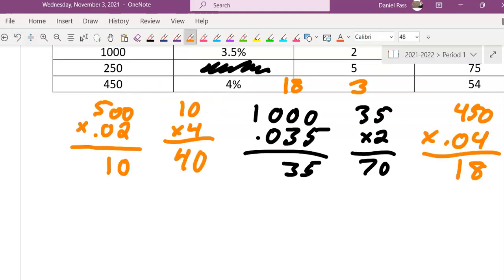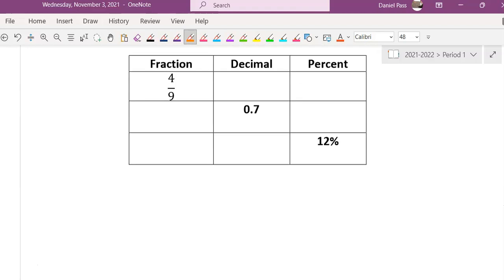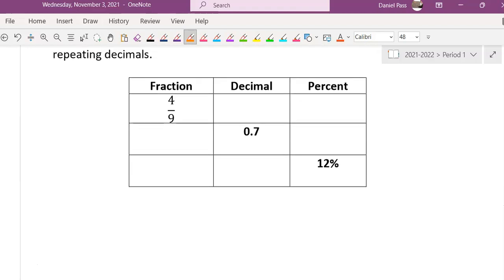I do 4 divided by 9. Very good. So we use division. Don't forget that, everyone. I know this quiz was a little while ago. So it's going to be 4 divided by 9, which would give us 0.4 repeated. And then the percent would be 44.